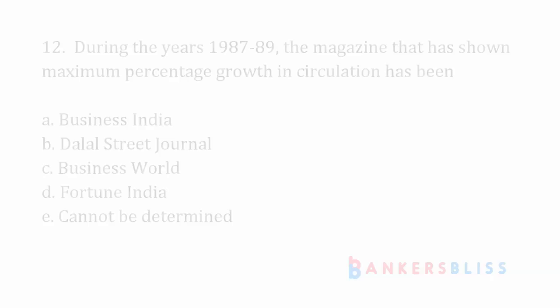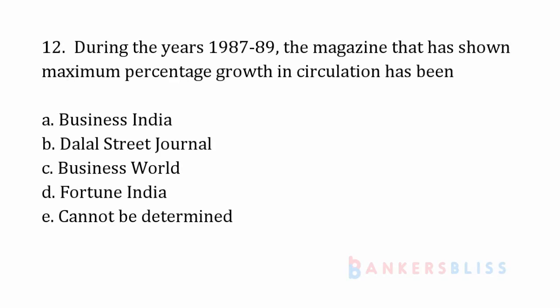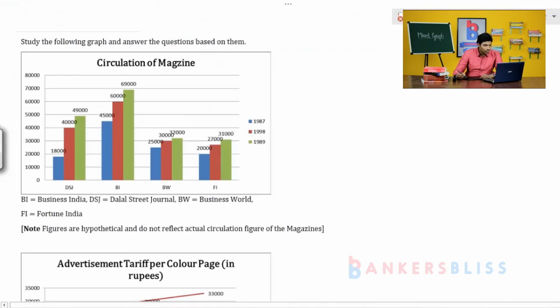Problem number 12. During the year 1987 to 89, the magazine that has shown maximum percentage growth in circulation has been. See here, they are asking only the data regarding the circulation. So for 87 to 89, you have to calculate which is having the maximum growth. 1987 represents the blue color. So in 1987 Dalal Street is 18,000. 1989 represents light green color, that is 49,000.